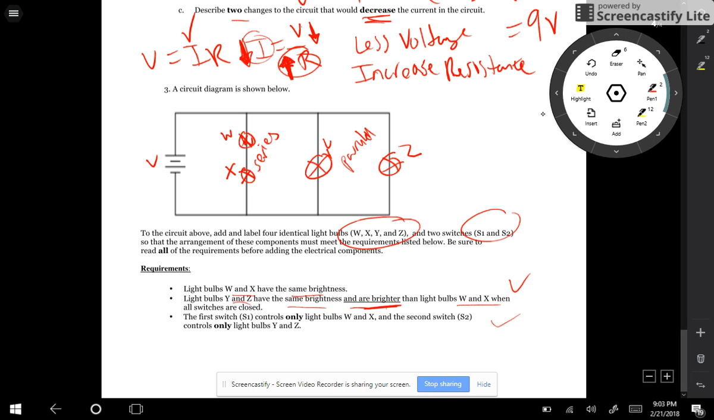Now for the switches, switch 1 controls W and X, only W and X. So we need switch 1 on the same path as W and X, so that this switch would only shut down this part of the circuit, okay? And then S2, switch 2, controls Y and Z. So how do we have a switch that can control both here and here? Because we need both these paths controlled. Well, we just put the switch over here. This is a good spot for it. Put switch 2 here. That way, when we open it, it would shut down this entire part of the circuit. But this part over here would not be touched by it.